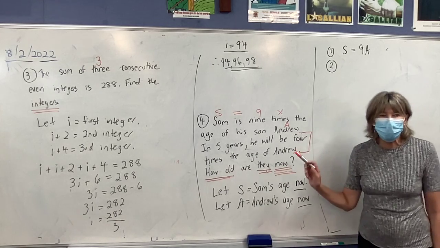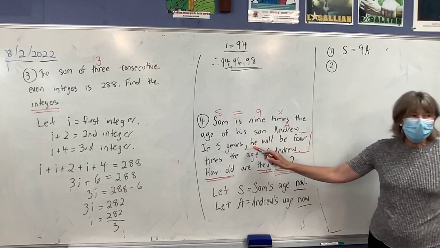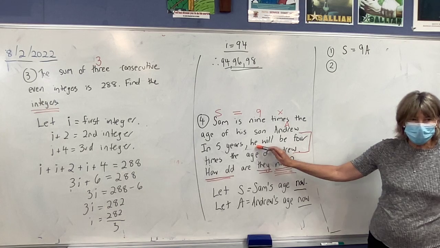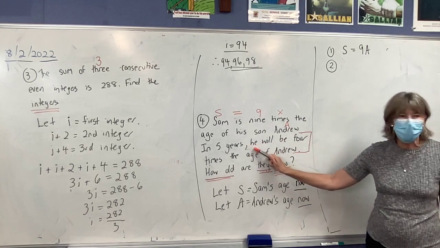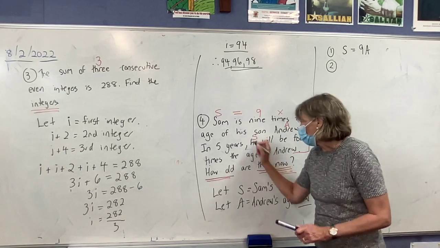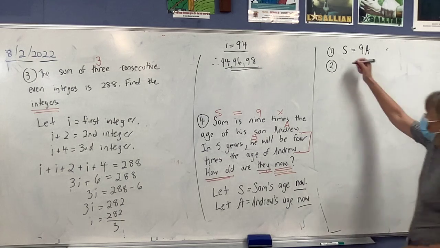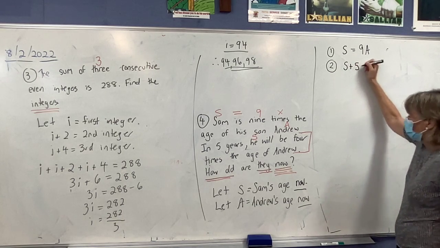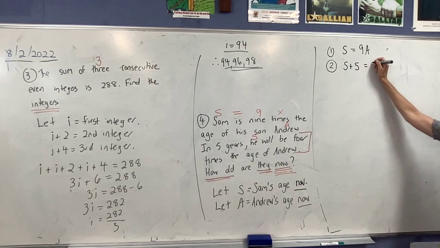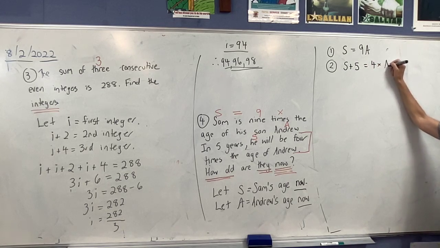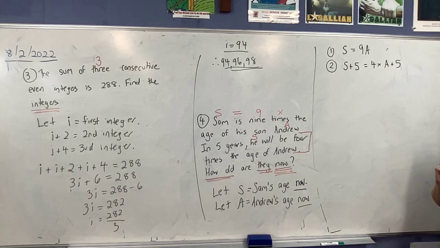Okay, so what are we going to write for our equation? In 5 years' time, he, who are they talking about? He will be 4 times the age of Andrew. Who's he? Sam. Okay, so we'll just write an S there. So in 5 years' time, Sam will be 4 times the age of Andrew. How am I going to write this? Be careful. Would it be S plus 5 equals 4 times A plus 5? Almost perfect. Still something wrong though. Who can tell me what needs to be fixed now?